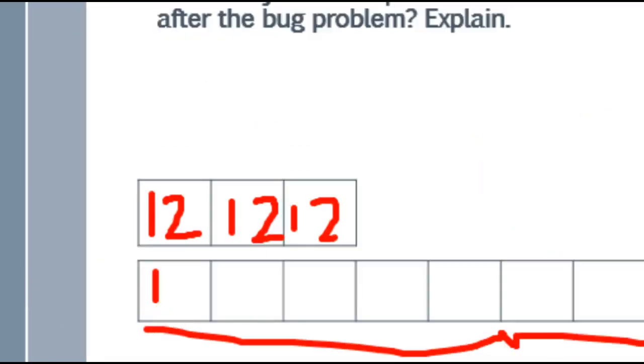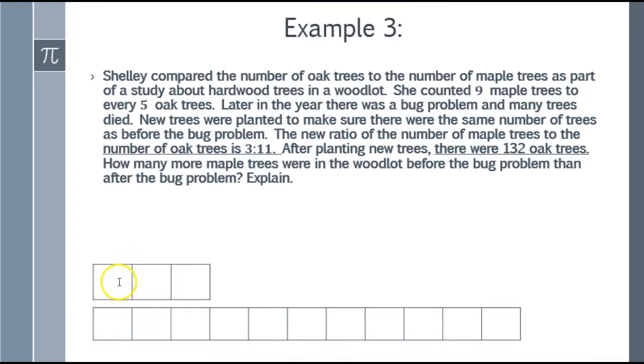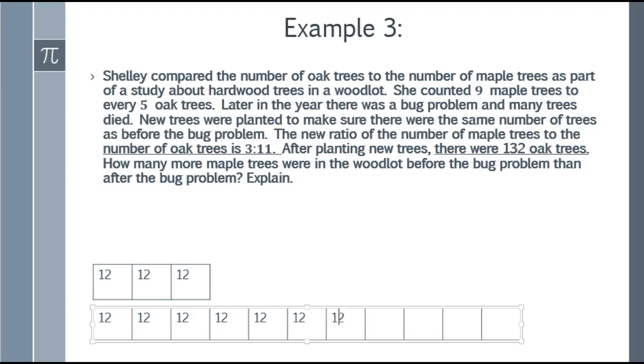Because remember, again, they're equal size pieces. So I'm going to fill it in this way. So maybe to keep it from zooming in on us so much. Each piece represents 12. So my question is asking me how many more maple trees. Well, in this tape diagram, my 3 represents my maple trees.